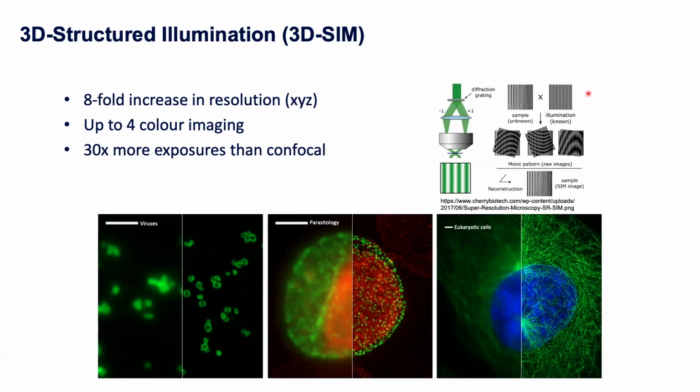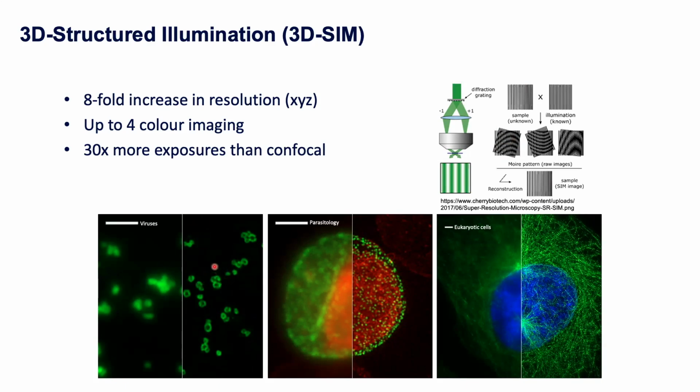Yeah, sorry about that. So here we're illuminating our sample with a structured pattern, a known structured pattern. When this interacts with our sample, it causes these weird patterns here, which are called moire fringes, and they actually include higher resolution information. And again, with a bit of clever mathematics and physics, we can actually extract that higher resolution information out.